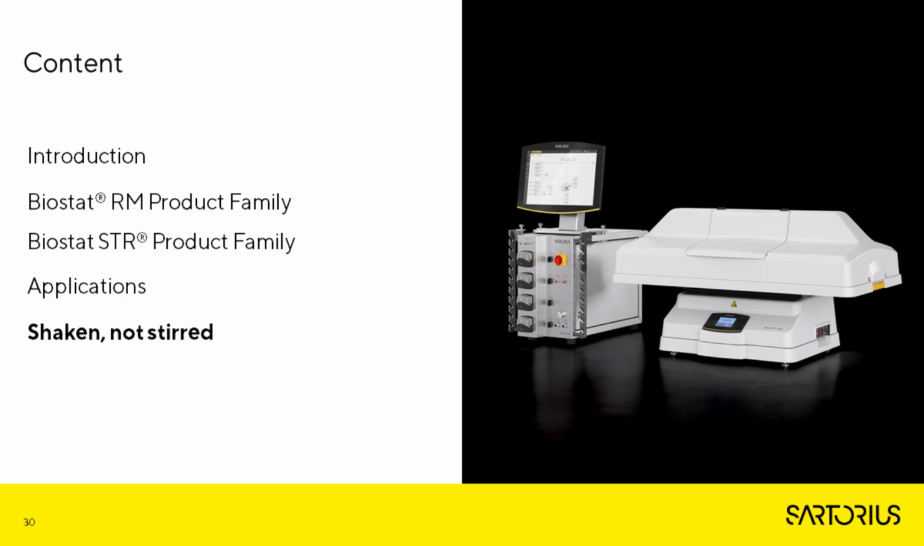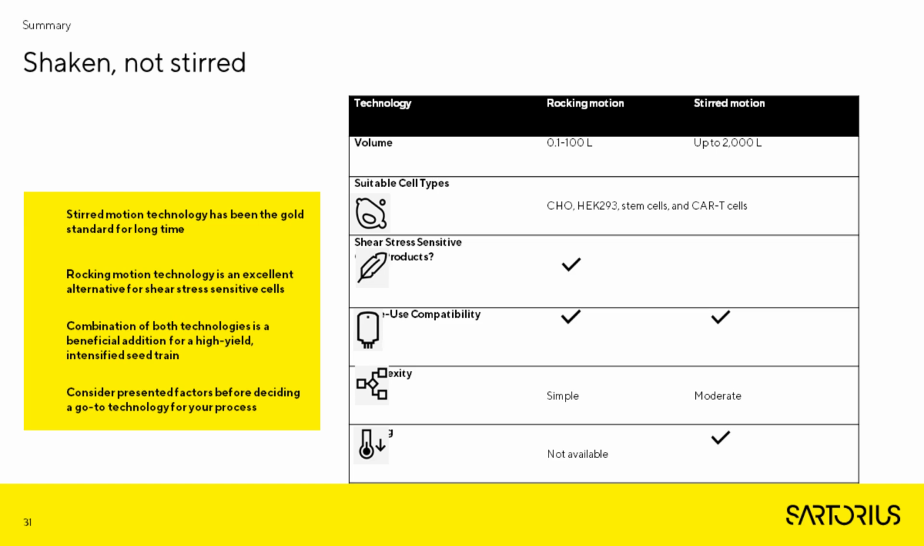And with this, I'm already at the summary slide. What should you go for now? Is it shaken or is it stirred? With this slide, I would provide a kind of summary and overview. I mean, stirred motion technology has been the gold standard for a long time. If you go for large scale up to 2000 liter, that's definitely the way to go. It depends on the cell type you have.